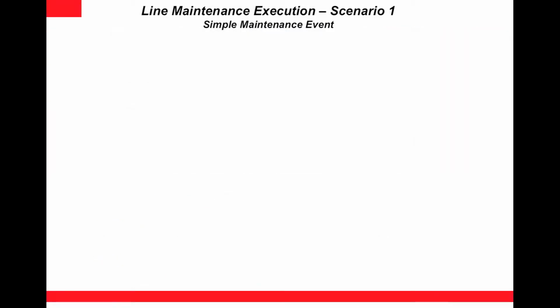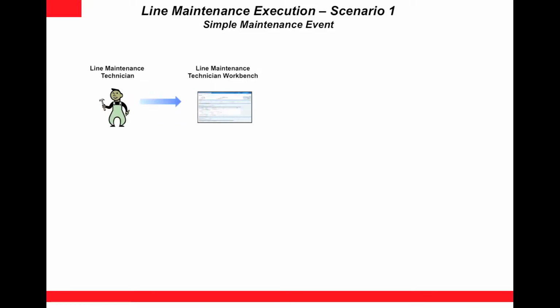In line maintenance execution, we differentiate between two major business flows. In our first scenario, we are going to review the execution of a simple maintenance event. In this case, the technician uses the line maintenance technician workbench, and in this workbench he retrieves the work orders that he's been assigned to.